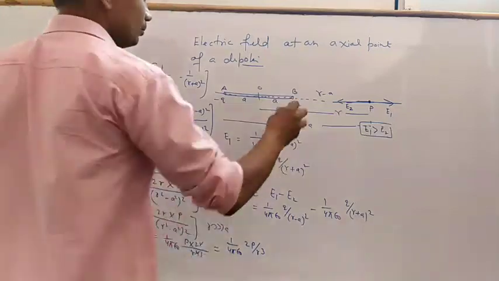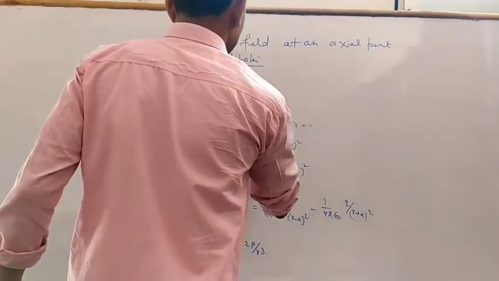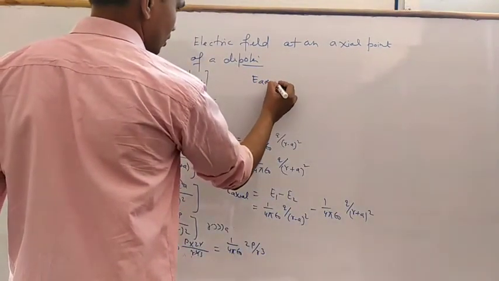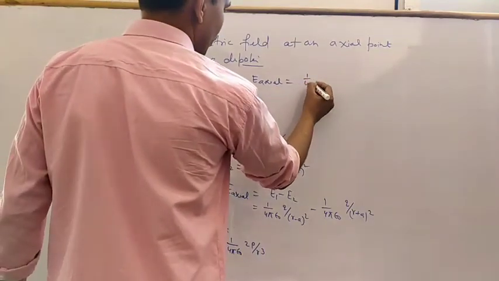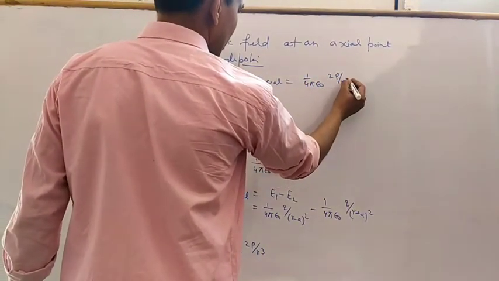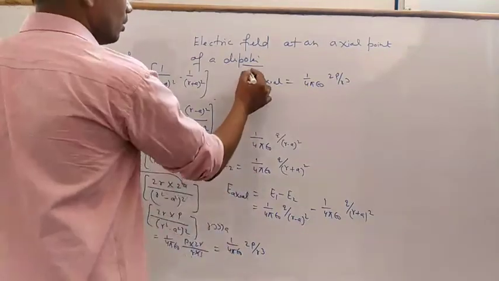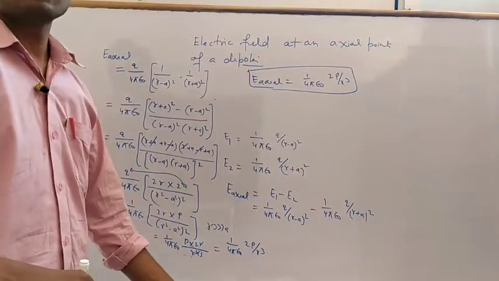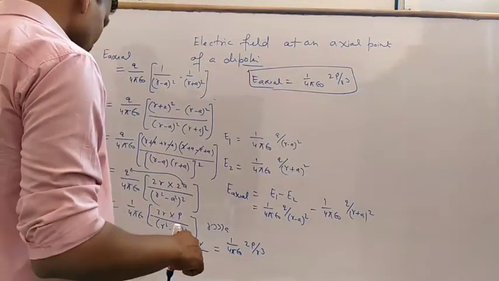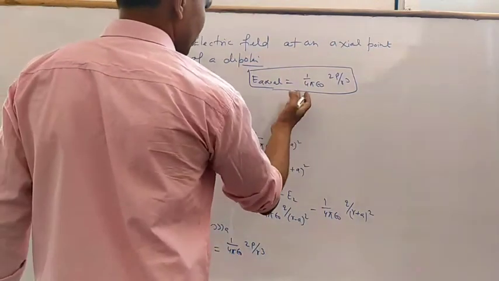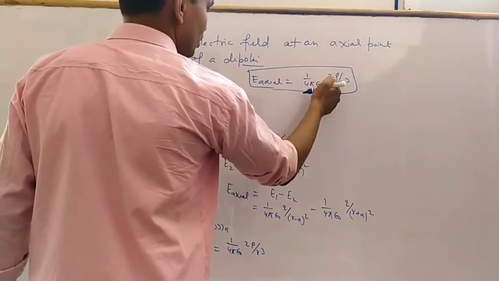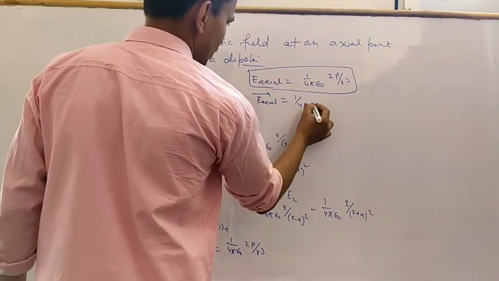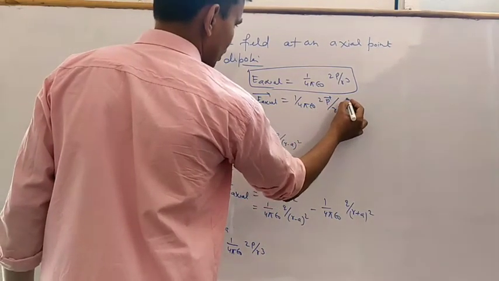So E axial, what we have calculated, is equal to 1 upon 4 pi epsilon naught, 2p upon r cube. This we have calculated, right? This is the strength of electric field at point P on the axial line of an electric dipole. If we write it in vector form, dipole moment is a vector quantity, so E axial in vector form is 1 upon 4 pi epsilon naught, 2p vector upon r cube.